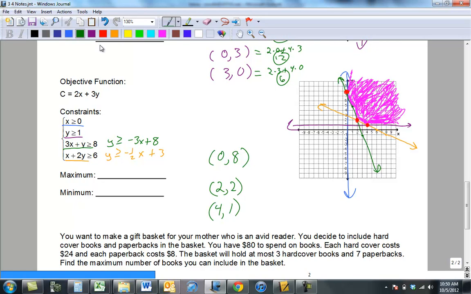So we're going to use our objective function, plug these in, and you should get 24 at (0, 8): 2 times 0, 0, plus 3 times 8 is 24. At (2, 2) you should get 4 plus 6 is 10. On this one, (4, 1), you get 8 plus 3 is 11. Now, the question is, is this going to give us a maximum value or a minimum value? So here's the thing. You need to also find a 4th point in this particular case. You need to use what's called a test point. I'm going to use the point (10, 10), even though it's not a vertex.